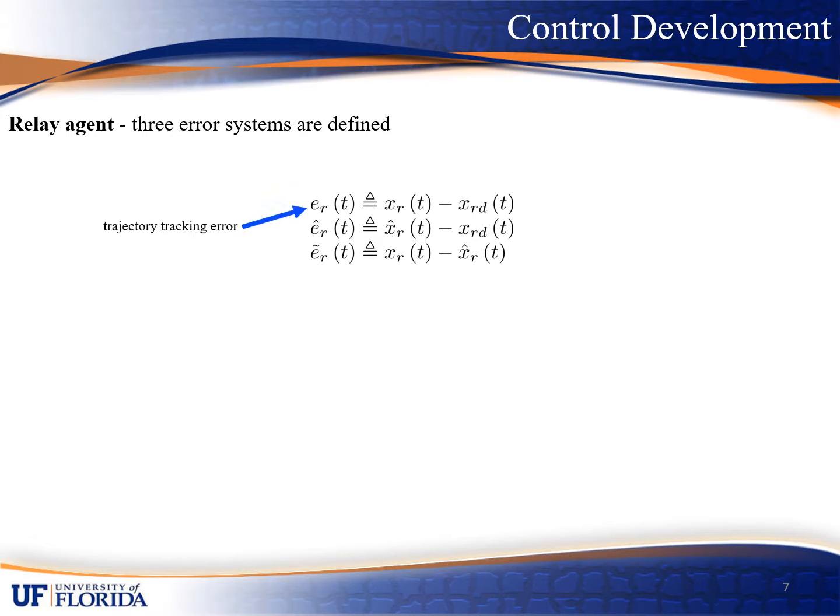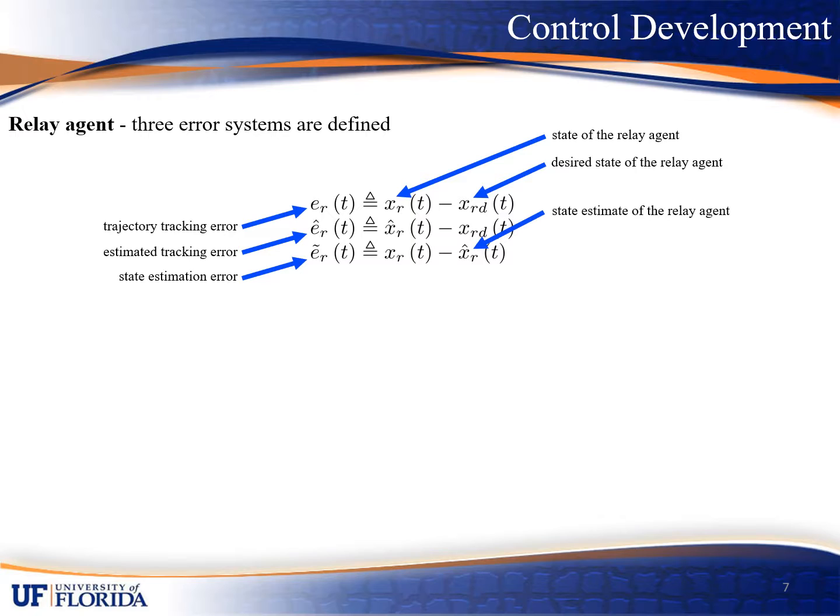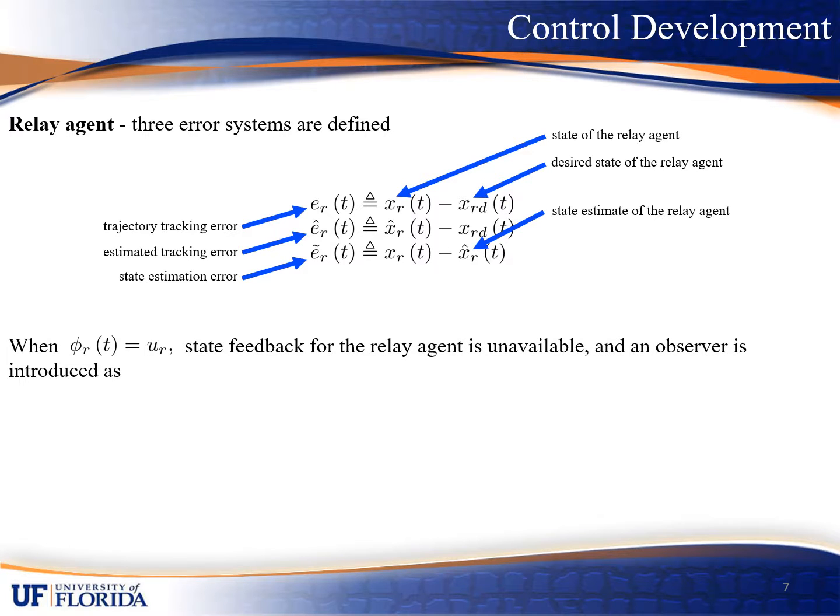To quantify our control objective, we define three error systems for our relay agent: ER, ER hat, and ER tilde, which denote the trajectory tracking error, the estimated trajectory tracking error, and the state estimation error, where XR denotes our true state, XRD denotes our desired state, and XR hat denotes our estimated state. Note that ER is equal to ER hat plus ER tilde, and we will use this relationship in our stability analysis. And when feedback is unavailable, we are using this observer to approximate XR dot.